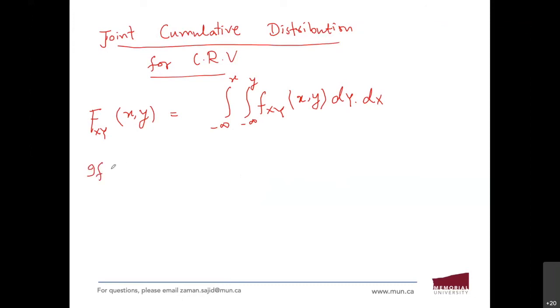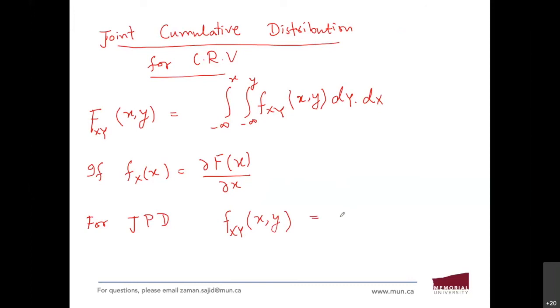Now if f of x is equal to the partial differential of F of x over the partial differential of x, then for the joint probability distribution, your f of x and y at x and y will be equal to the partial differential of F of x and y over the partial differential of x times the partial differential of y.